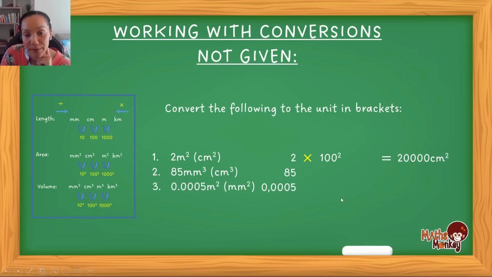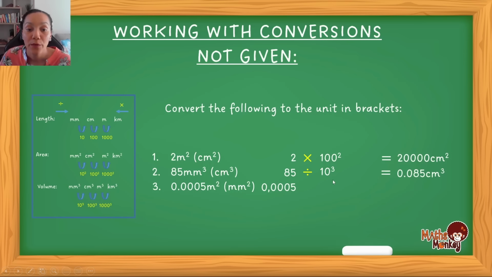Let's look at the second one. Again, we're going from millimeters cubed to centimeters cubed. I'm moving in the right direction, so I'm going to divide, and I'm going to divide by 10 to the power of 3, and that gives me my 0.085 centimeters cubed.